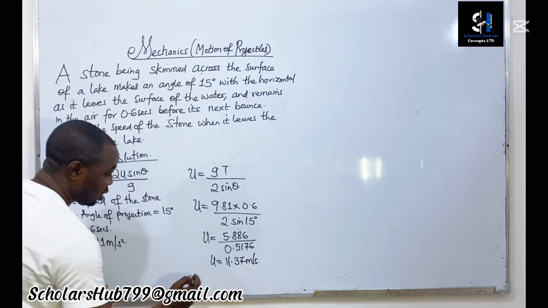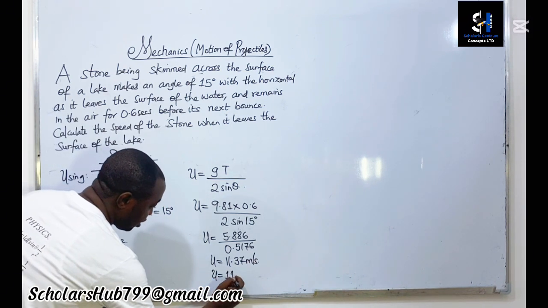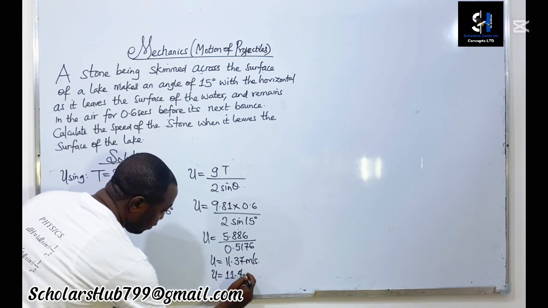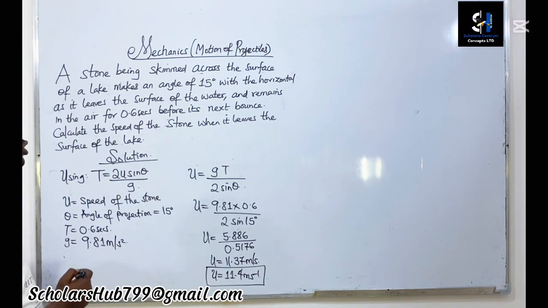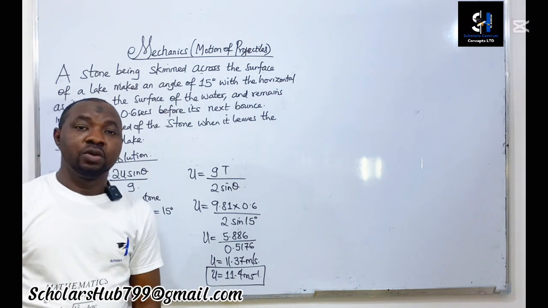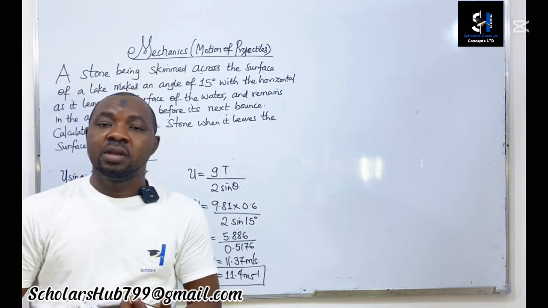meters per second. So u will be approximately 11.4 meters per second. The speed of the stone when it leaves the surface of the lake is 11.4 meters per second.